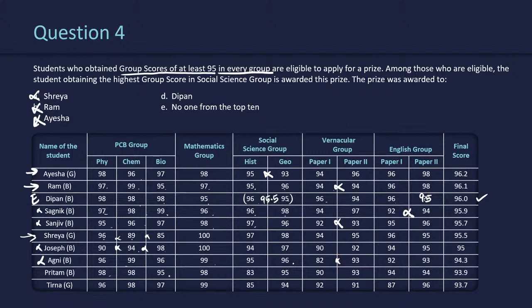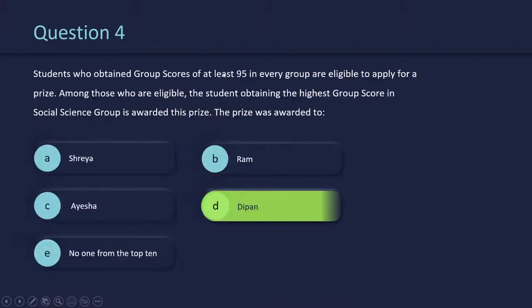Pritam, 98, 90, 95 in PCB group, is definitely more than 95. In mathematics, 98, more than 95. 83 and 95, not eligible. What about Tirna? 96, 98, 97, definitely more than 95. 99, 85 and 94, not more than 95. ये भी eligible नहीं. So we realize that there is only one person eligible and he has the highest social science group का group score. Right? So Deepan will become the answer. D.